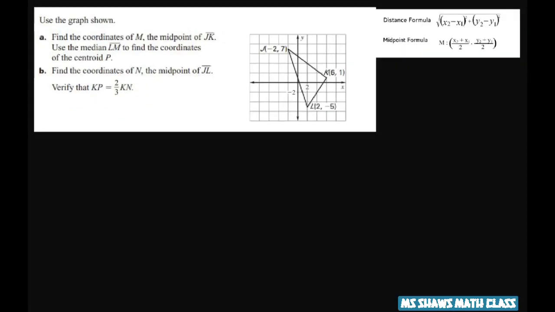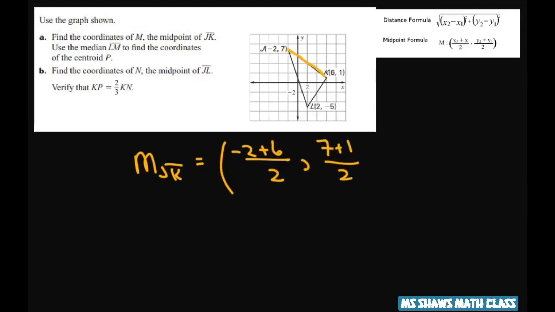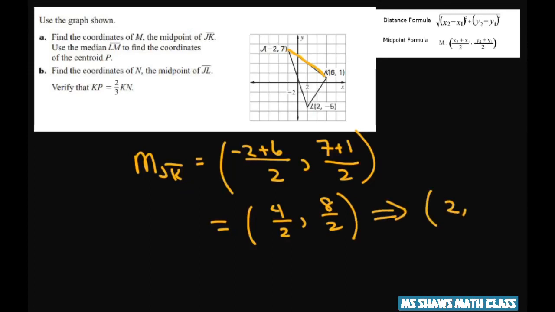So let's get started. To find the midpoint of JK, we simply add the two x's up and divide by 2. So that's -2 plus 6 divided by 2, and 7 plus 1 divided by 2. So that's going to give you 4 divided by 2 and 8 divided by 2, which gives you 2, 4. So this point here is called 2, 4, and this is M.